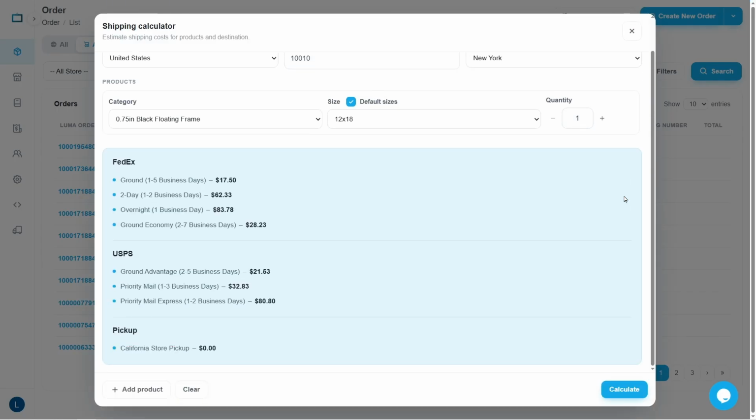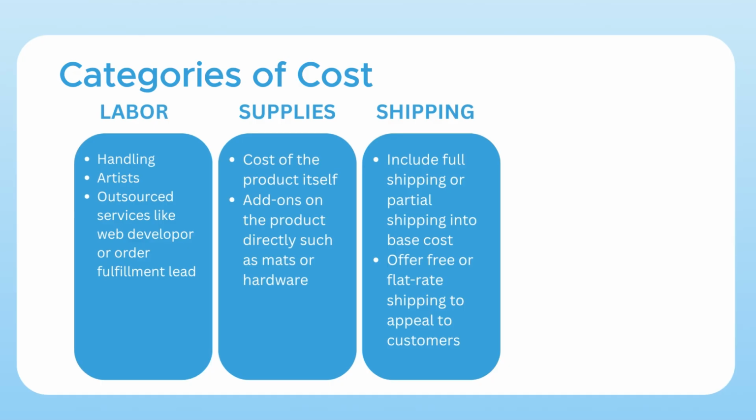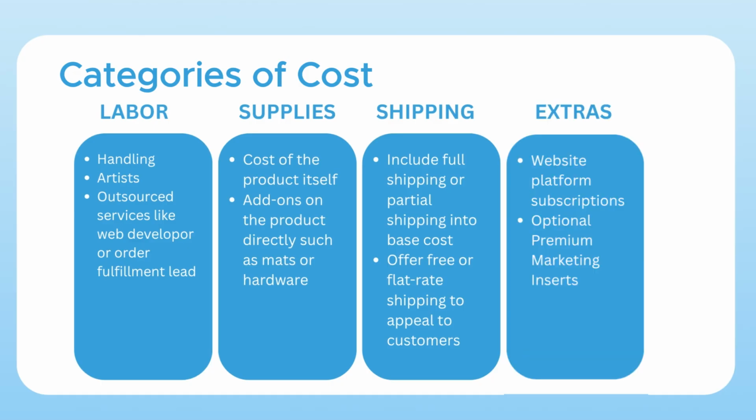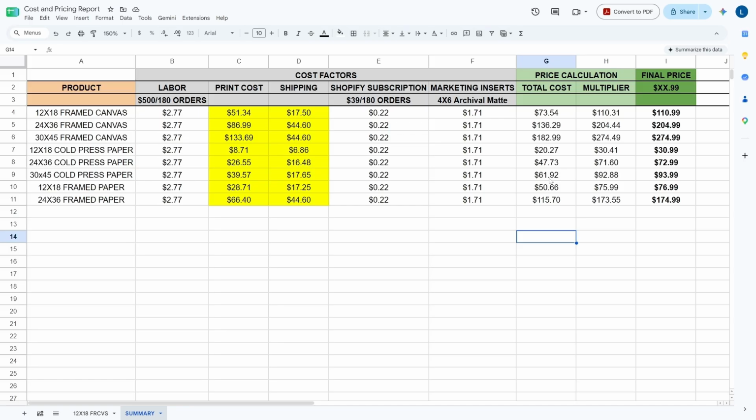The last consideration is the more hidden added costs that sometimes owners tend to forget when they're starting their print-on-demand store. One of which could be the cost of the e-commerce website and also marketing costs. For example, if your online platform costs $39 each month for the subscription and your marketing inserts cost about $2 per order, then be sure to include the divided cost of the subscription and then the additional $2 for the insert. Now that we have all the cost factors to take into consideration, let's add them together for a total cost of not only the product itself, but the expenses that will take to run your business.